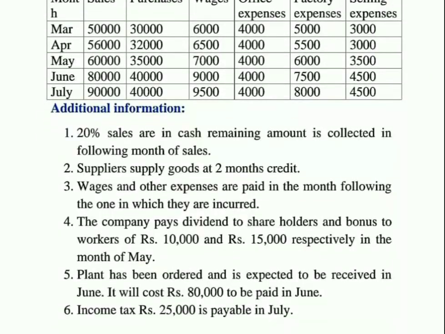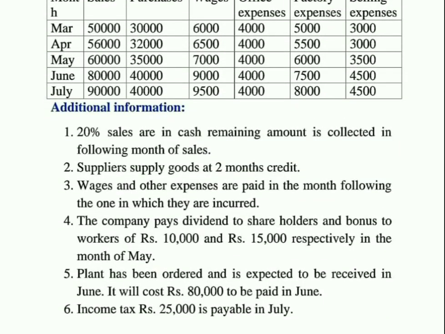And coming to the additional information, first point: 20% sales are in cash, and the remaining amount is collected in the month following the sales. See here, in every month 20% sales are cash sales. That means the remaining 80% sales are credit sales, and that amount is collected in the following month of sales. So 20% will be collected in the same month and the remaining 80%, the collection from debtors, will be collected in the next month.